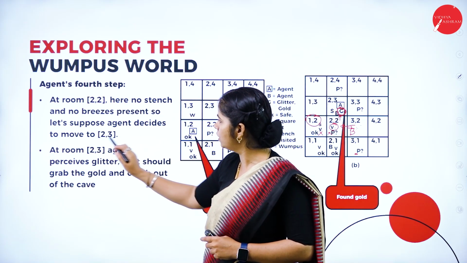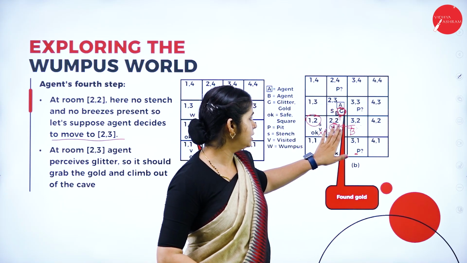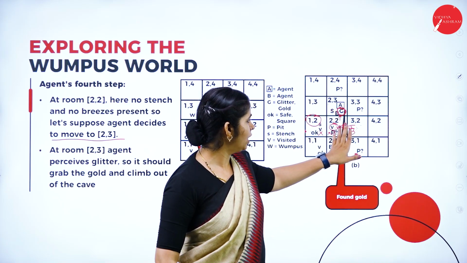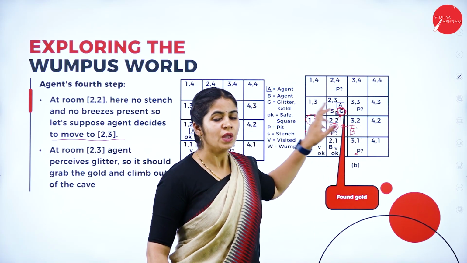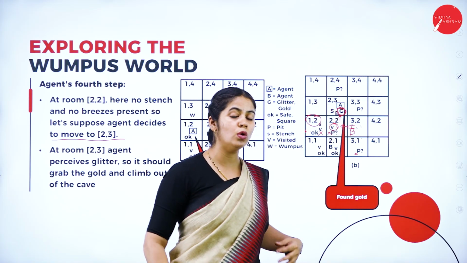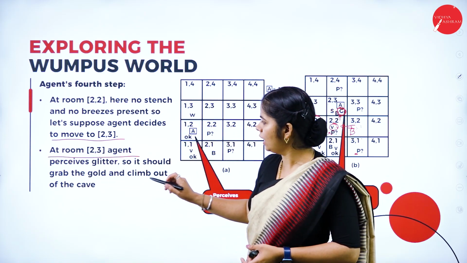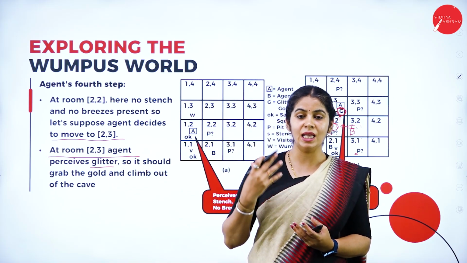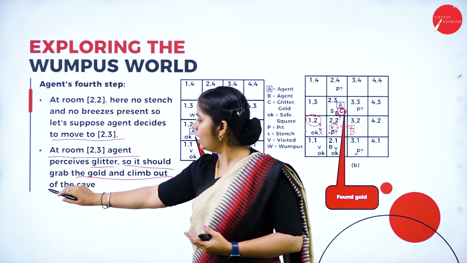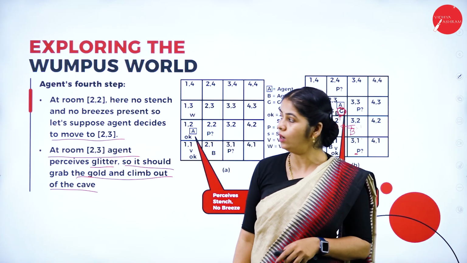So let's suppose the agent decides to move to 2,3. Here he visited 2,2, no smell, no breeze. So it is already visited. When he visits 3,2, he'll have the breeze smell. That means a pit is nearby. So he'll visit 2,2, assuming that there may be the gold. At room 2,3, the agent perceives the glitters. He can see the glitter of the gold. So he should grab the gold and climb out of the cave. So this is the solution we are providing for the wumpus world problem.